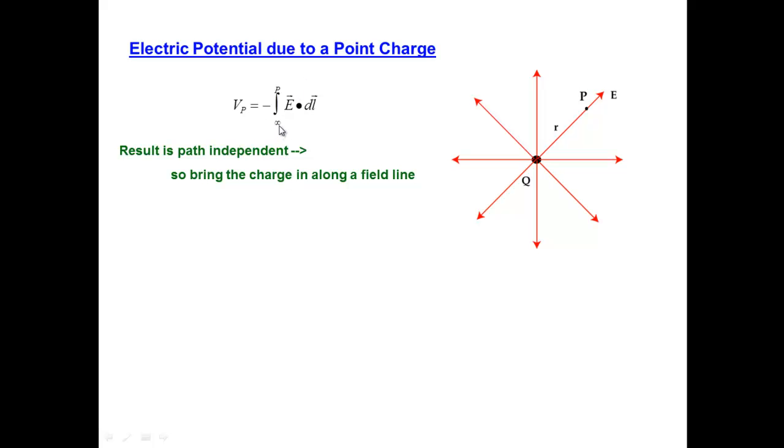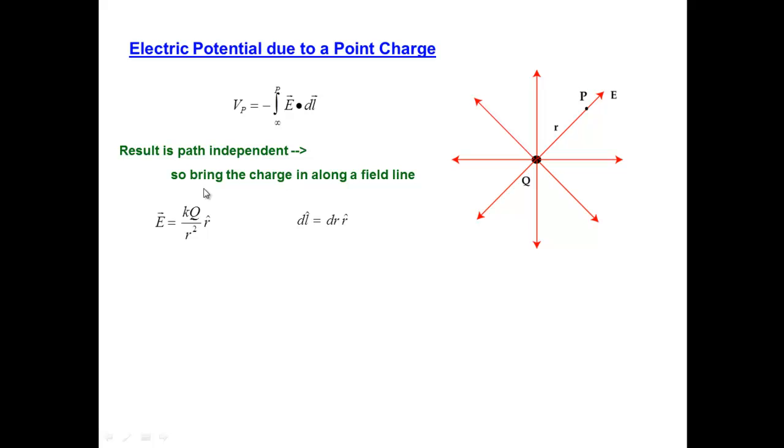So no matter what path I pick to do the integral, starting off at infinity and moving into point P, I will get the same answer. And if that's true, then I will choose the simplest possible path, the path that'll make this integral easiest to calculate. So we'll start at infinity and we'll come in along the radial direction until we get to a point P, along a field line.